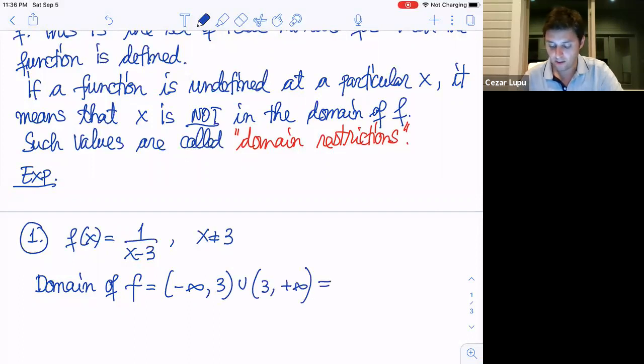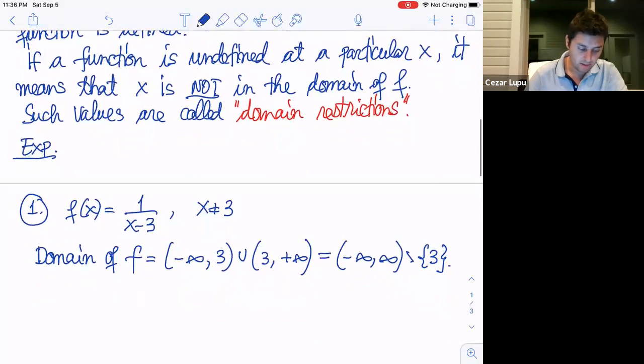Or in other words, this is nothing else than just the entire real line, where we can express this as negative infinity to infinity open, and we take out this element 3. We can write it in this way, right? Now let's see another example. Let's say another fraction. Let me call this one f of x is 1 over x times x plus 2.